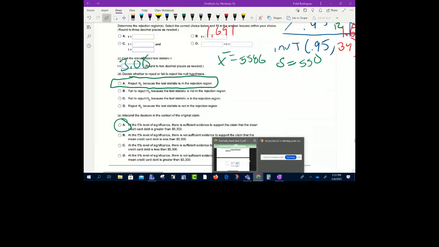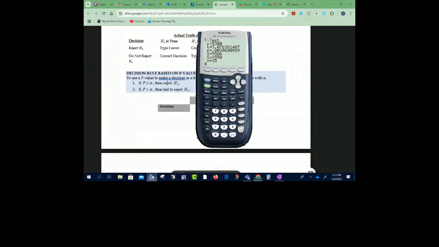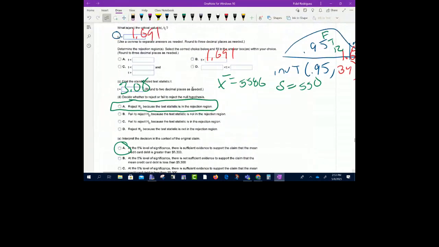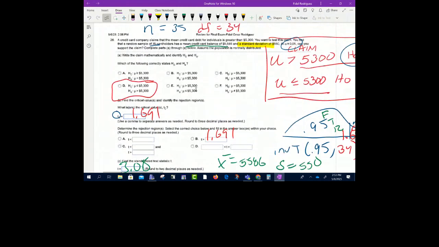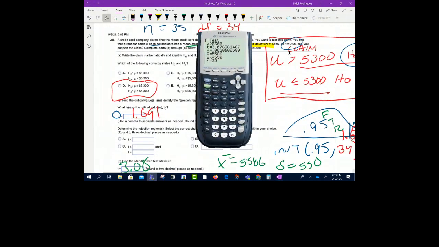So do it like this. If you're going to use the P, remember if P is smaller than alpha, we reject it. In this case, look what our P was, 0.002. Our alpha in this case was 0.05. So isn't P smaller than alpha? Of course. So if it's smaller than alpha, then what are we going to say? We're going to reject it. And then you still use this part here to do whatever you've got to do.